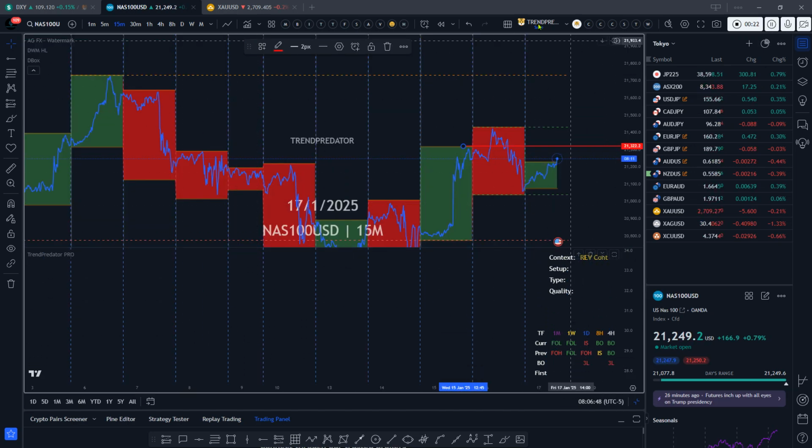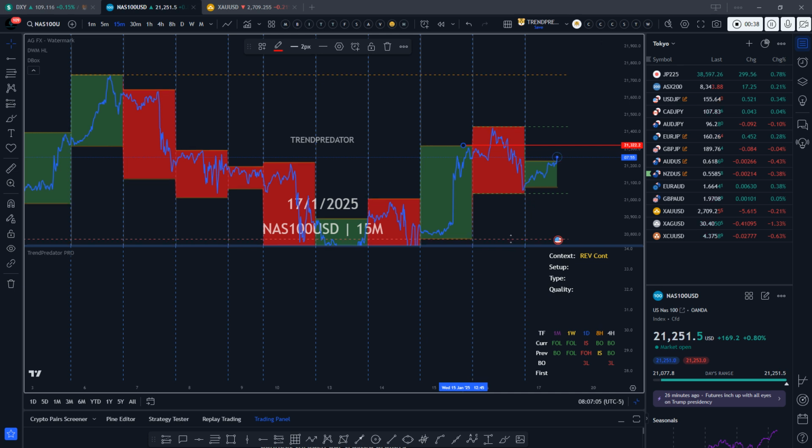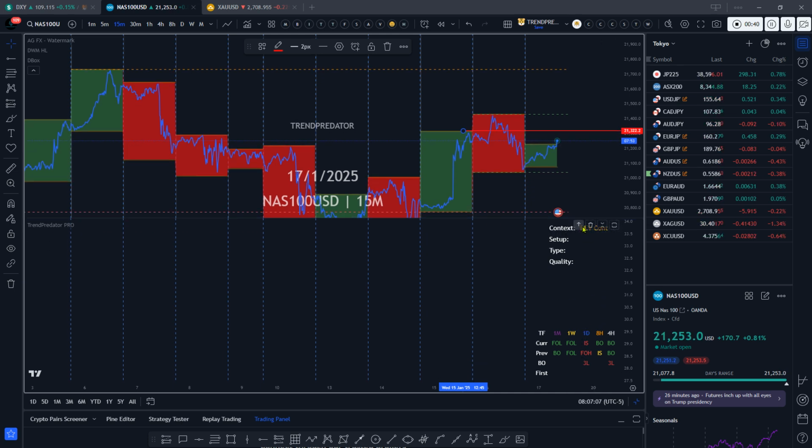So reversal continuation, what does that mean? It means that the price reversed below the previous day's high. And while we're below that previous day high, this is going to continue, suggesting that the bias is bearish. Bearish due to the daily chart.